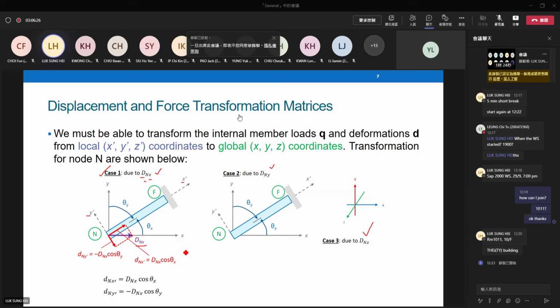And then you just repeat this step several times, considering all possible movements. Here, case one, we consider DNx. Then you can consider DNy, DNz, and then DFx, DFy, DFz. Then it will help you to construct all the transformation equations for the whole system. Case two, DNy, go up. Transform them back to the local x prime and y prime axes using direction cosines.